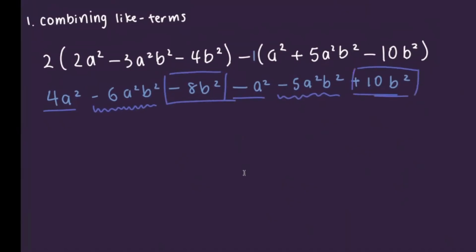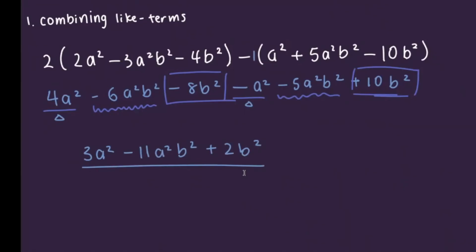Now we add all the like terms. So 4a squared minus a squared is 3a squared, and -6 and -5, that's -11a squared b squared, and -8 and +10, that is plus 2b squared. And this will be our most simplified form.